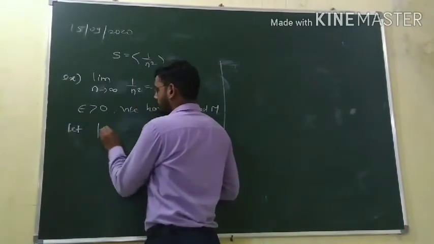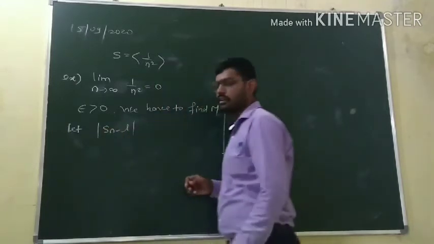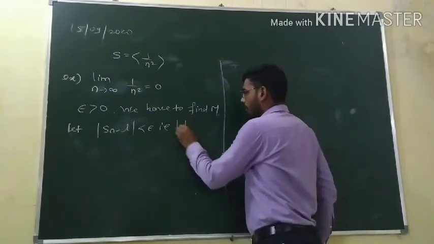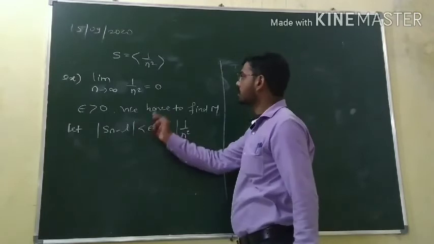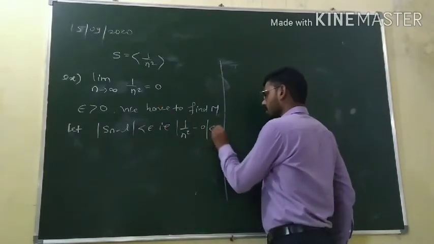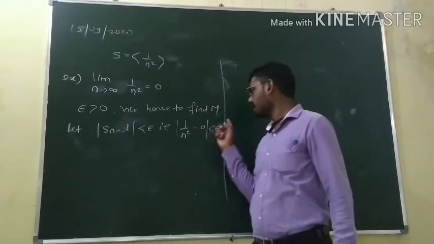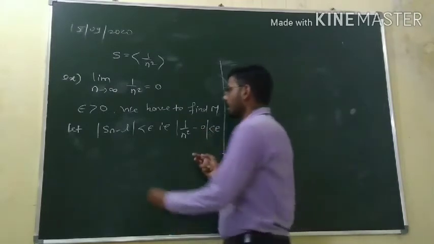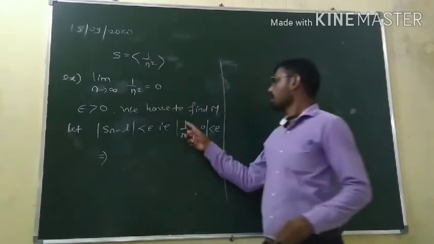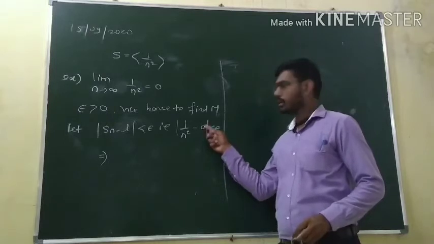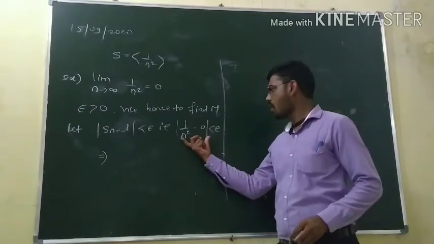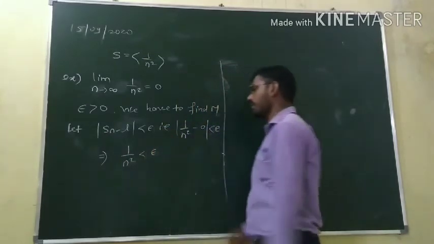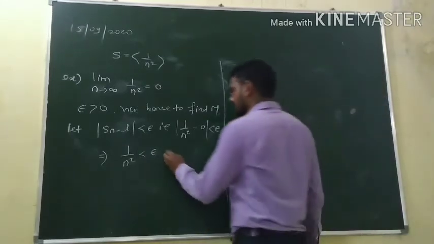Okay. So let the difference between Sn and L be less than epsilon. That is, here Sn is 1 by n square and the limit is 0, so we assume this difference is less than epsilon. But we have to show the limit of this is 0. Now again, 1 by n square minus 0 is 1 by n square, and 1 by n square terms are positive. So the mod of 1 by n square becomes 1 by n square, and it is less than epsilon.